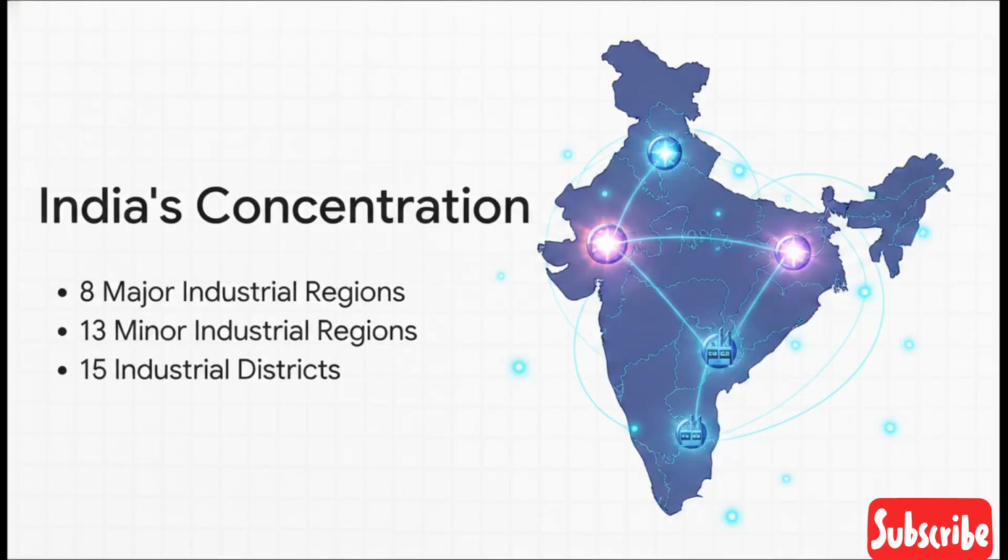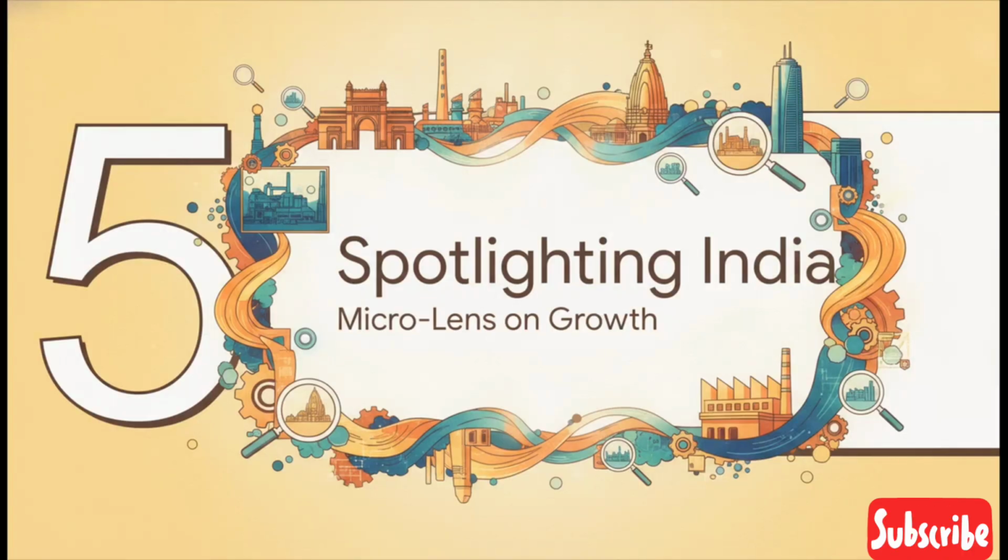Just like we saw on the global scale, India's industries are not evenly spread out across the country at all. They tend to cluster in specific locations that offer those highly favorable locational factors we talked about earlier: markets, materials, and transport. This intense concentration has created 8 major industrial regions. We're talking massive hubs like the Mumbai-Pune cluster, the Hooghly region, and Gujarat. And beyond those giants, there are 13 minor regions and 15 highly specialized industrial districts spanning all the way from Kanpur down to Hyderabad. Time to get specific in Section 5, spotlighting India's major regions, placing a micro-lens on growth.